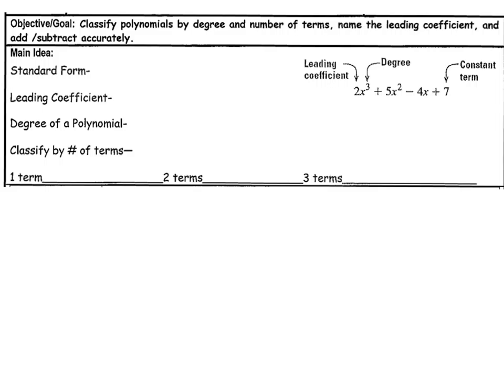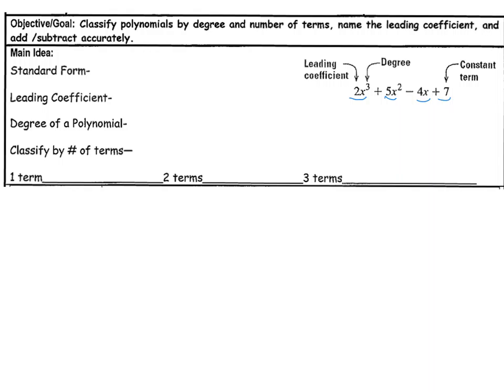So standard form is the one on top. Our goal today is we're classifying polynomials by degree. That means what exponent does it have? The number of terms, how many separate things does it have? A plus or a minus sign separates that. So like this one has 1 in blue on the right, 1, 2, 3, 4 terms. The name of the leading coefficient, a coefficient is a number in front of a variable, and we're going to add or subtract. So we're doing a lot of combining like terms, putting backpacks together.